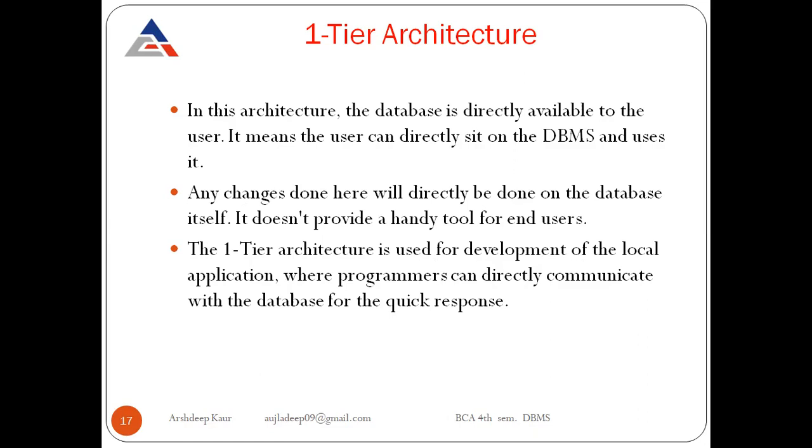So one-tier architecture is one of the simplest forms of architecture. In this architecture, we have two parties. One is the user, programmer, or client, and second is the DBMS. The user can directly communicate with the DBMS for any type of operations, and the DBMS sends the result directly back to the user. So this is the simplest form of communication, and basically it is used when we want to get the result in a very quick manner.